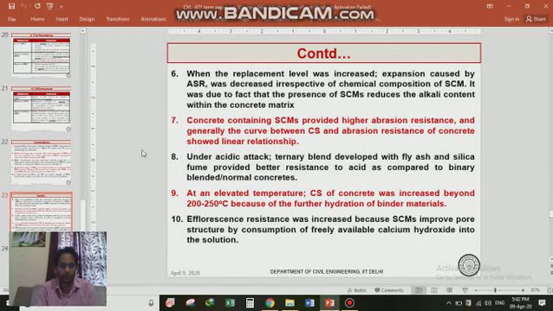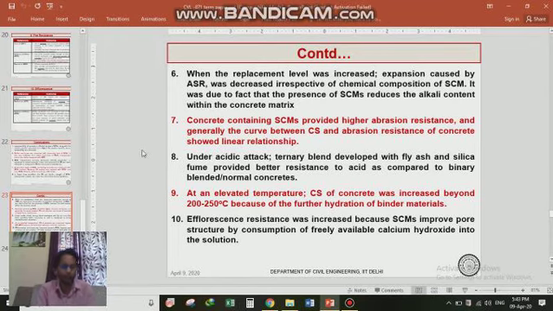and concrete containing SCM provides higher abrasion resistance, and the curve between compressive strength and abrasion resistance was either linear or parabolic, increasing. Under acidic attack, ternary blended cement with fly ash and silica fume provided better resistance to acid than that of binary blended composite cement concrete or normal concrete.